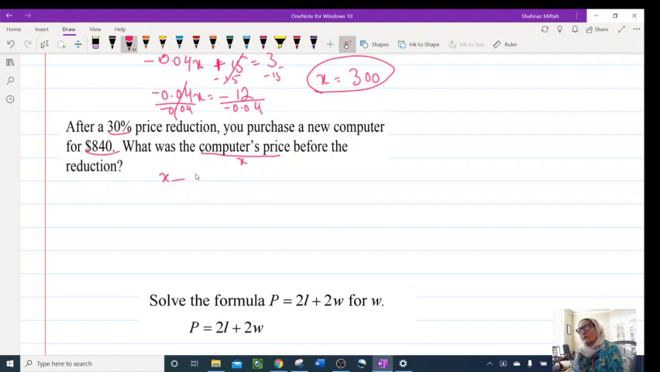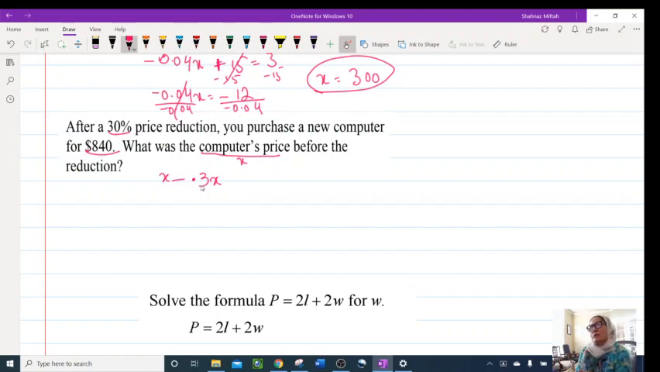X minus percent, always change it into a decimal. That's the rule for everything. Every time you see percent, change it into a decimal. So I'm subtracting 0.3, but 30% of what? 30% of the original price, and you know my original price is X. You have to do that when you see 30%.